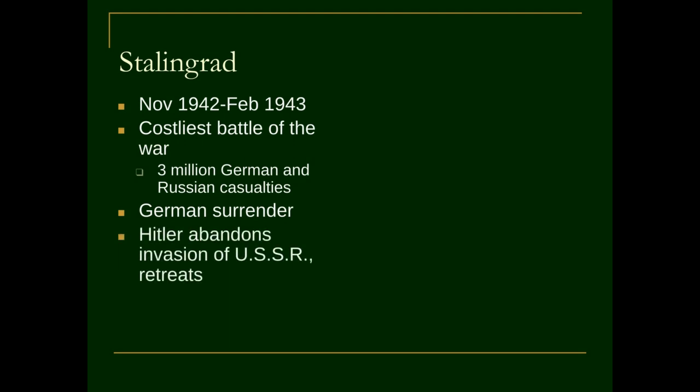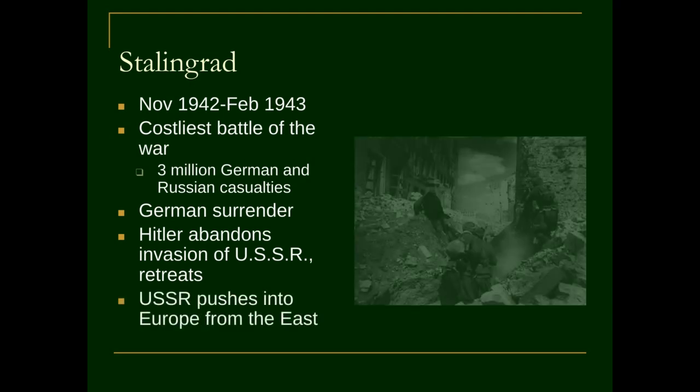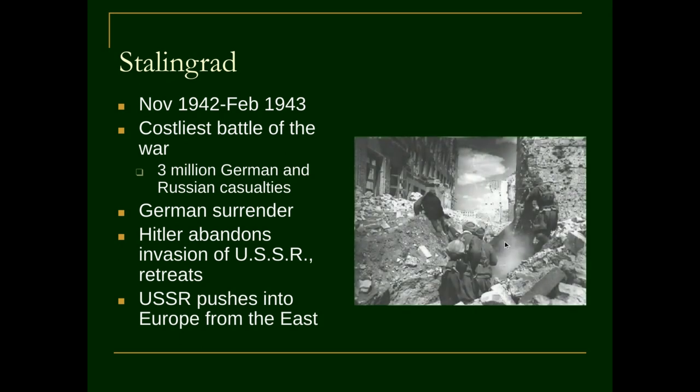After this, the Russians are going to push the Germans back out of the USSR, and this is going to launch the final phase of the Eastern Front as the Russians, or the Soviets, are going to drive the Germans all the way back to the German border. The Soviet Union begins to push into Europe from the east, and this is just showing you what Stalingrad looked like during this battle, and you can see it's pretty bad.